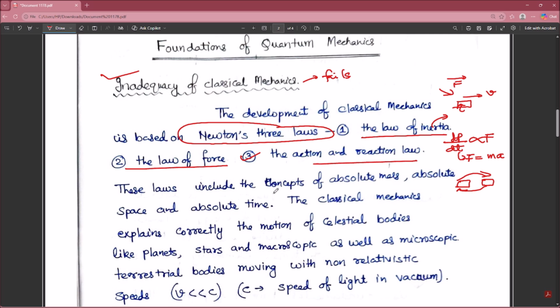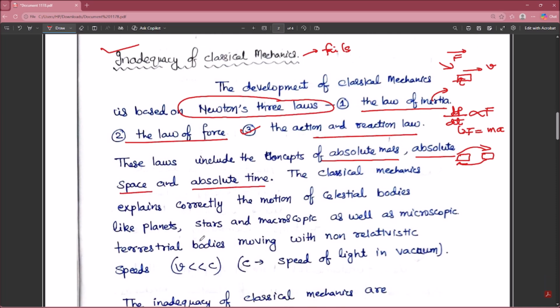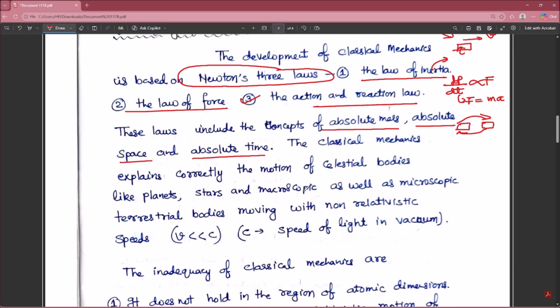These laws include the concept of absolute mass, absolute space, and absolute time. That means they are fixed. Classical mechanics correctly explains the motion of celestial bodies like planets and stars, as well as microscopic and macroscopic terrestrial bodies moving with non-relativistic speed, where the speed of the particle is very much less than the speed of light in vacuum.